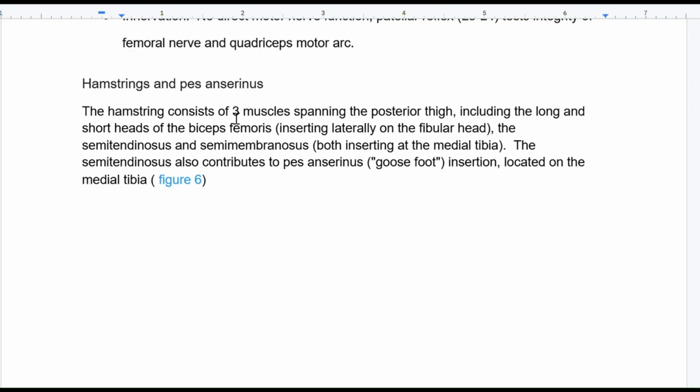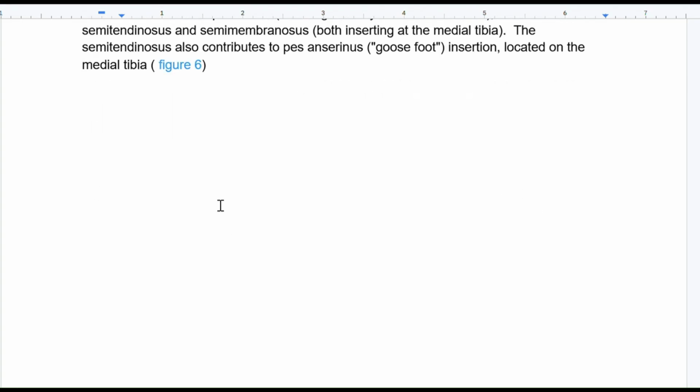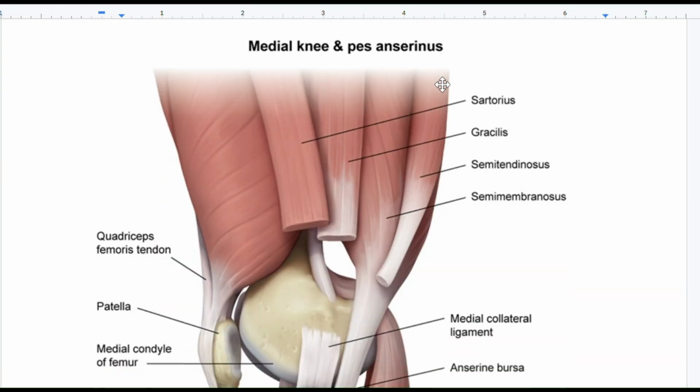The hamstring consists of 3 muscles spanning the posterior thigh, including the long and short heads of the biceps femoris, inserting laterally on the fibular head. The semitendinosus and semimembranosus, both inserting at the medial tibia. The semitendinosus also contributes to pes anserinus, or goosefoot insertion, located on the medial tibia. See figure 6. Medial knee and pes anserinus.